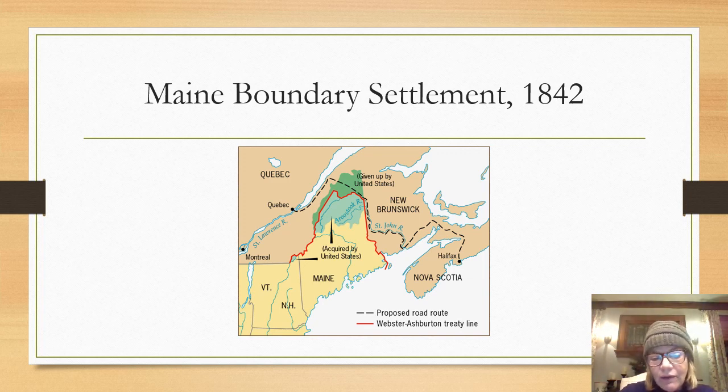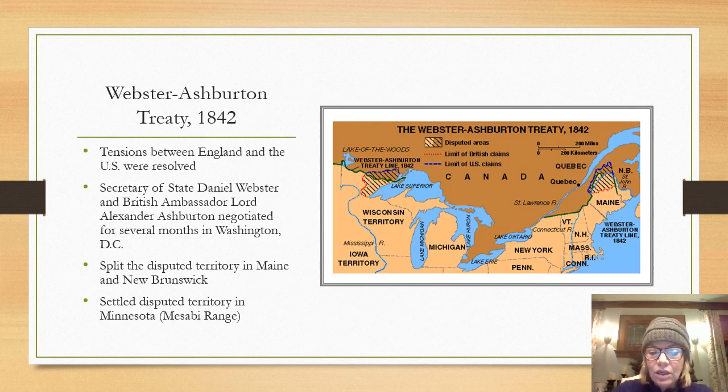What they did is they divided that territory that was in dispute between Canada and the United States, between Maine and the province of New Brunswick. So they're going to settle that. And then not only that, they're going to settle some territory up in northern Wisconsin and Minnesota, known as the Mesabi Range. This was negotiated by Daniel Webster, who is our Secretary of State at the time, and then Lord Alexander Ashburton. It took several months to negotiate while they were there in Washington, D.C.